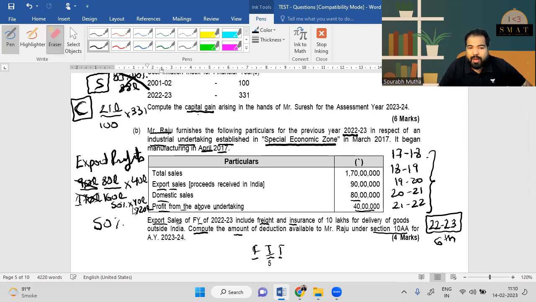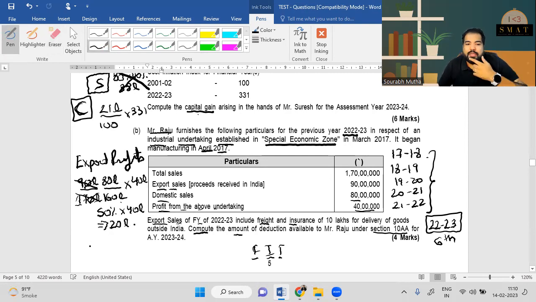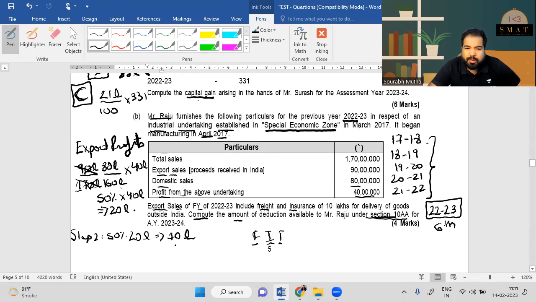I repeat, guys, why did we take 80 and 160? Because this 10 lakh had to be reduced from both places. So I reduced it. So the export percentage is 50% into 40 lakhs, which is basically 20 lakhs. Now of this step 2, do we have to do 50%? Yes. So 50% of 20 lakhs is 10 lakhs. So the deduction under 10AA is only 10 lakhs. I hope this is understood.